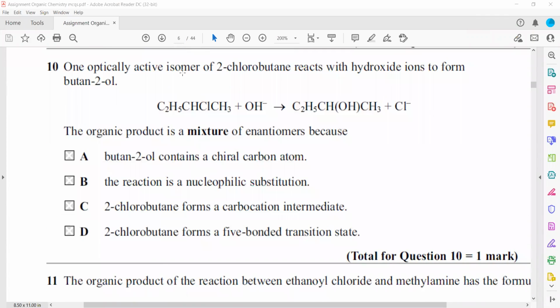In this question, one optically active isomer of 2-chlorobutane reacts with hydroxide ion to form butanol. The organic product is a mixture of enantiomers. Enantiomers means it contains both optical isomers. When we have a mixture of optical isomers, one rotates the light clockwise, another anti-clockwise, so we call them enantiomers.